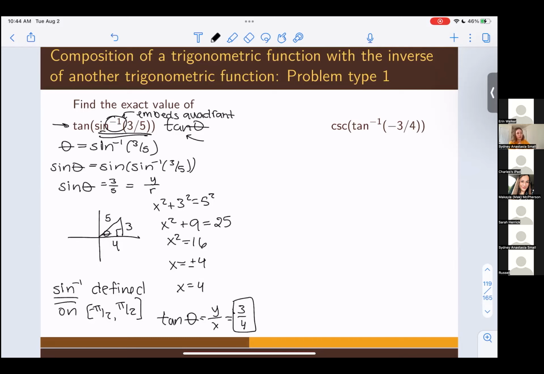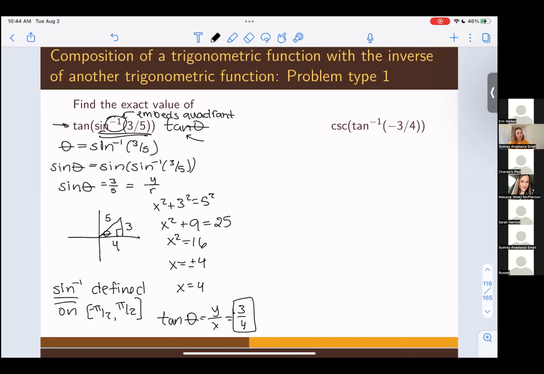I want to find the cosecant of tangent inverse of negative 3/4. So essentially we're trying to find the cosecant of some angle theta, where theta is equal to the inverse tangent of negative 3/4. I'm just rewriting it a little bit. When we take the cosecant of something, the input will be an angle, and in this case our angle is just the inverse tangent of negative 3/4.